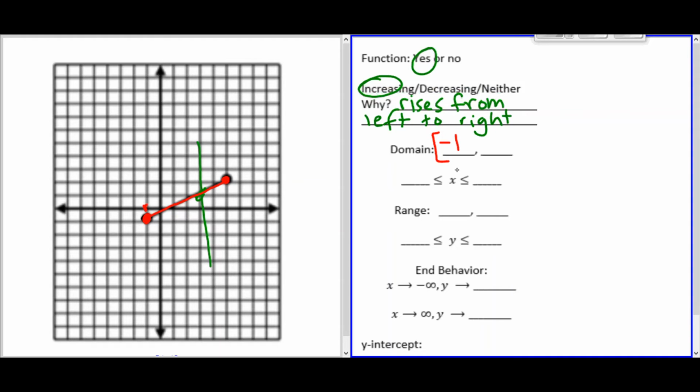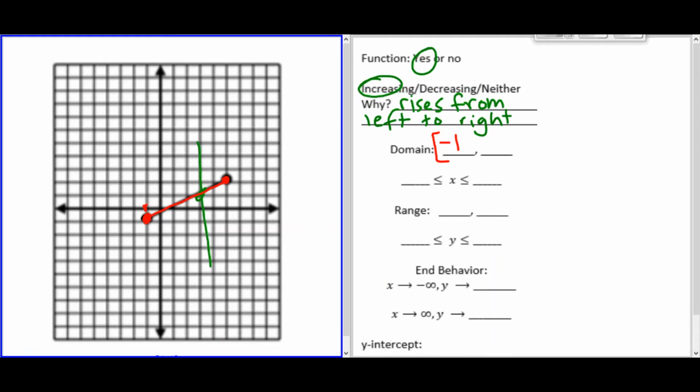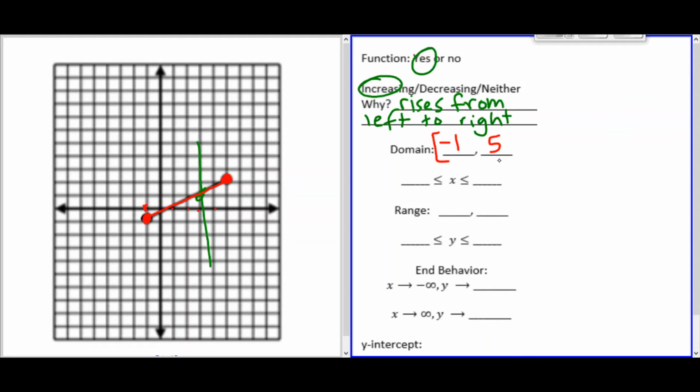Now let's see how far right this goes. So here's as far right as it goes is over here. It doesn't go anywhere beyond this point that I'm shading in. So 1, 2, 3, 4, 5. So it goes as far right as 5. And notice that's a closed circle, so it needs to get a bracket.